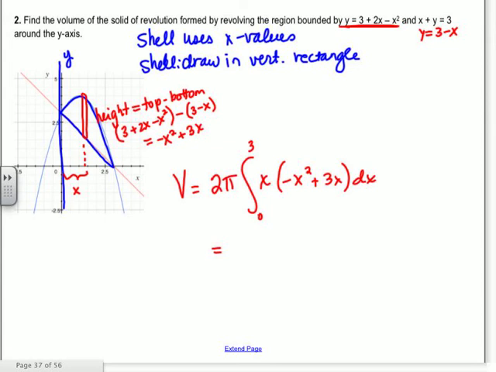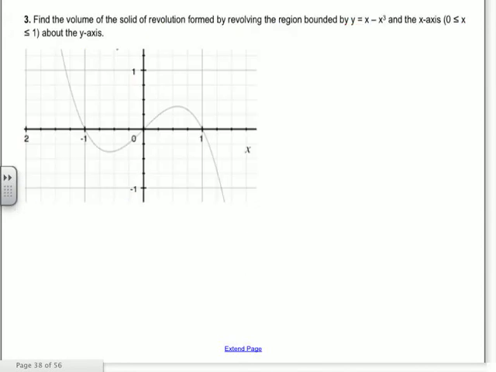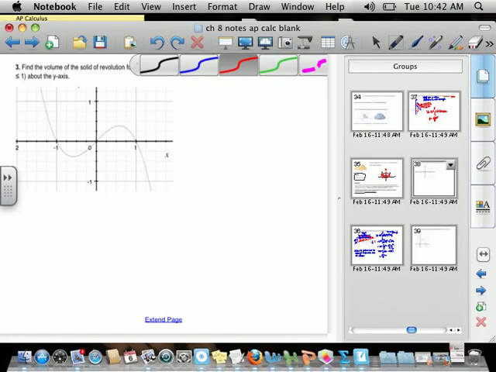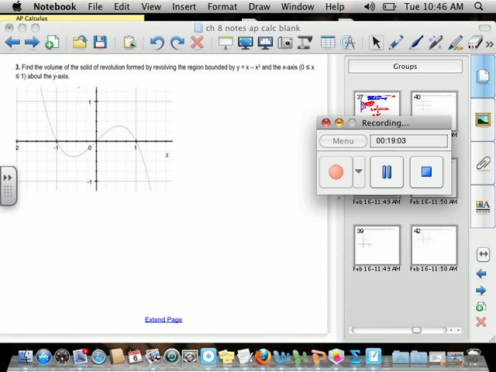Did you guys get an answer? Okay, I got 27 over 2 pi. Did you guys get that? Okay. Okay, so you guys try number 3. So see if you can get it on your own. So drawing a rectangle.